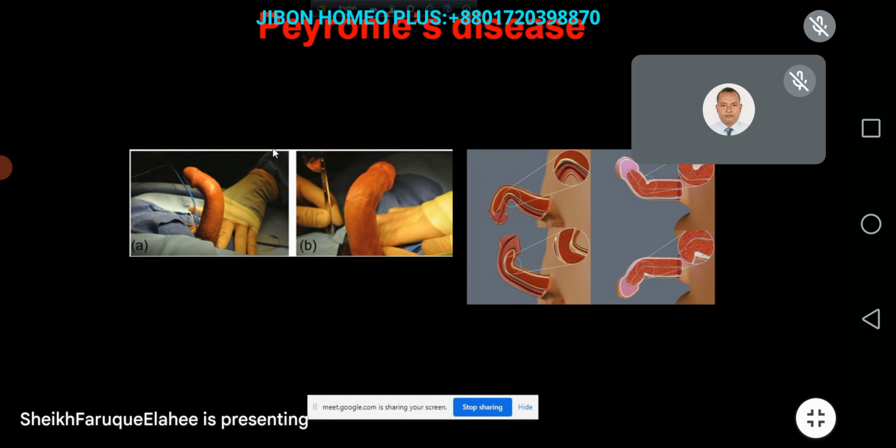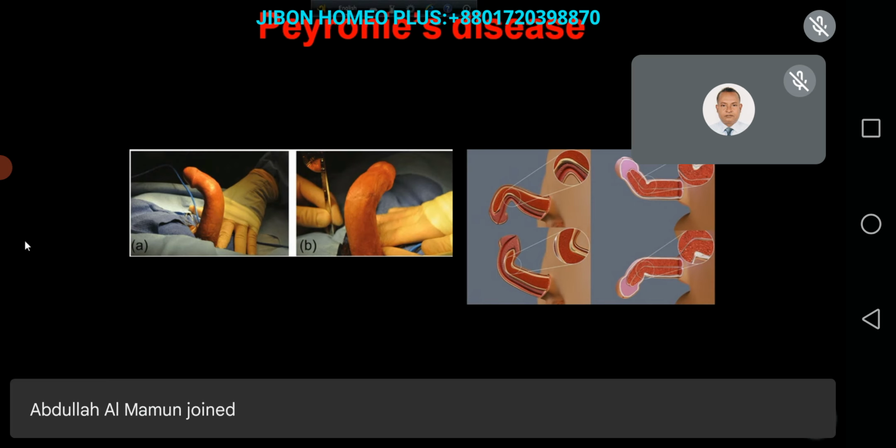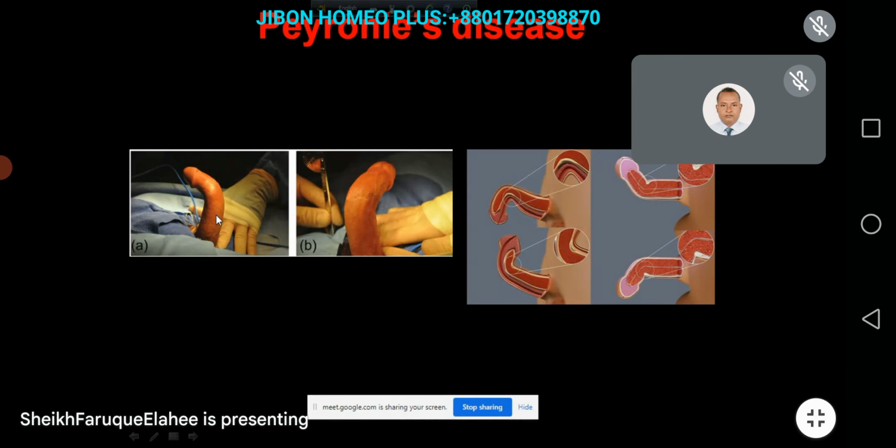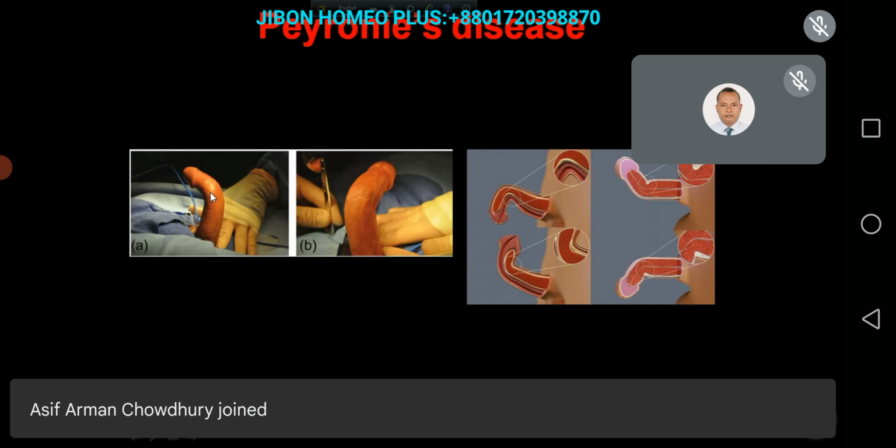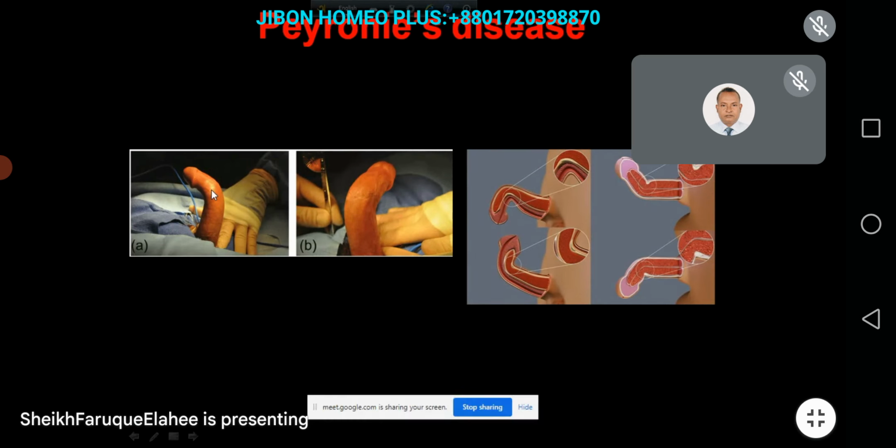So this is a big problem for the patient who has Peyronie's disease. Now its treatment: in modern medicine, what they will do, they give steroid injection here in the plaque, in the nodule. But actually, it does not work well. Ultimately, the patient suffers. And at the end, patient will go for surgery.